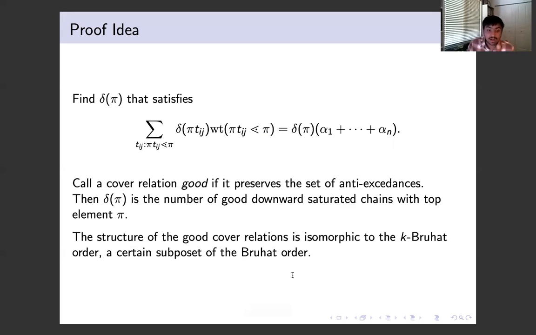Now, it turns out that the structure of the good covering relations is actually isomorphic to the k-Bruhat order, which is a certain subposet of the Bruhat order. And then using all these observations, we're actually able to translate the problem completely into something about the k-Bruhat order. And then at that point, we were able to solve this translated problem using a result of Bergeron and Sottile.